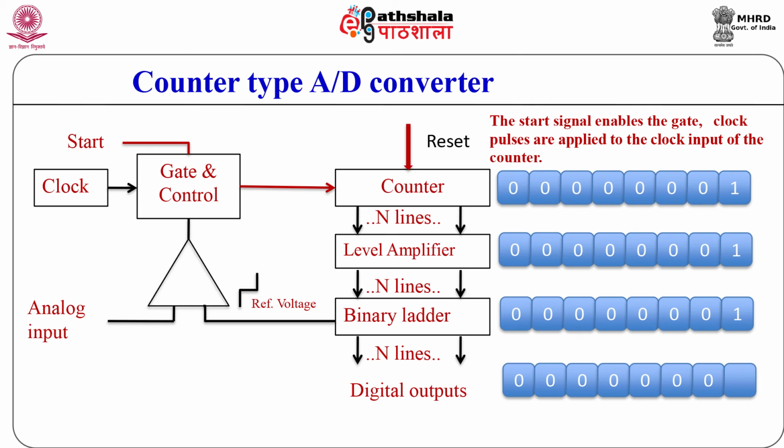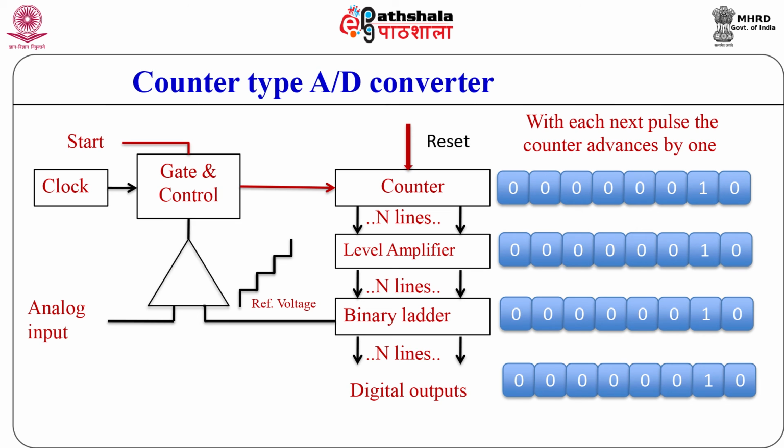The control circuit will pass the clock pulses to the counter and the content of the counter advances. In this way, as long as the analog input voltage is less than the reference voltage, the clock pulses are applied to the counter, which will advance, and the binary ladder will convert that digital data into analog one, which will act as an input to the comparator.